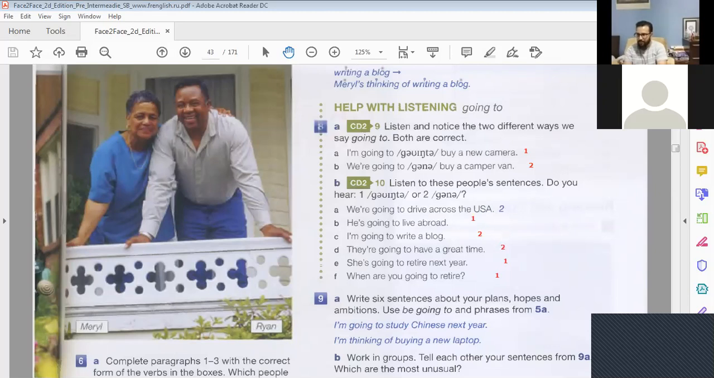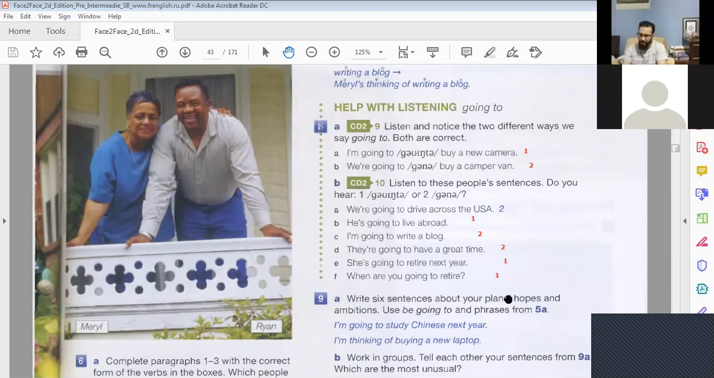A. We're going to drive across the USA. B. He's going to live abroad. C. I'm going to write a blog. D. They're going to have a great time. E. She's going to retire next year. F. When are you going to retire?